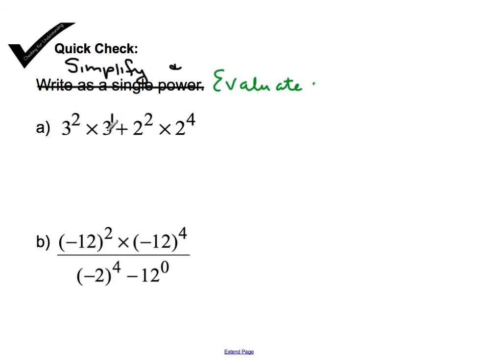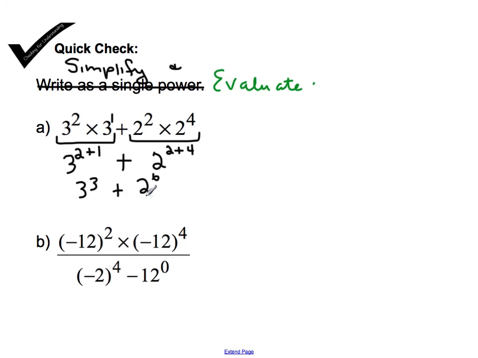Okay, so what I'm going to do in A is I'm just going to put that 1 in there so I don't forget. I have some powers going on there and I'm multiplying them together. I have some powers going on here and I'm multiplying them together. So this is 3 to the power of 2 plus 1. I can't do anything with this plus sign. And 2 to the power of 2 plus 4. Just using my product power law, or my product law, I get 3 to the power of 3. I get 2 to the power of 6.